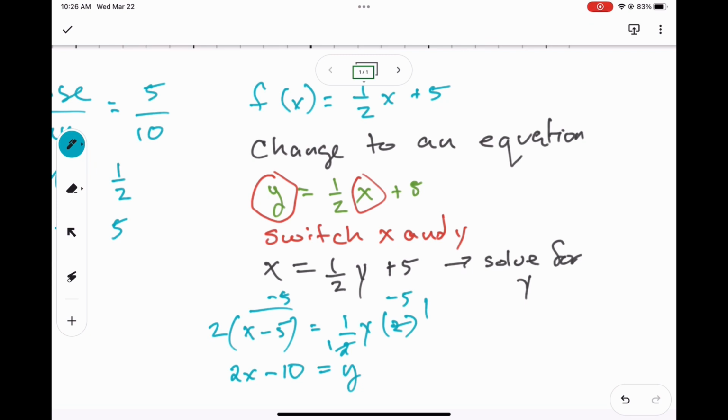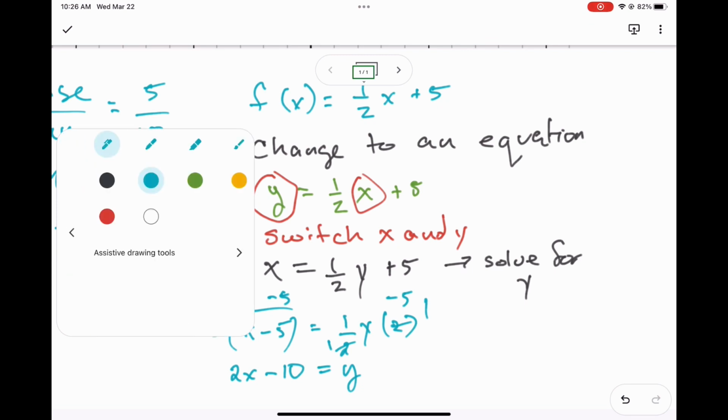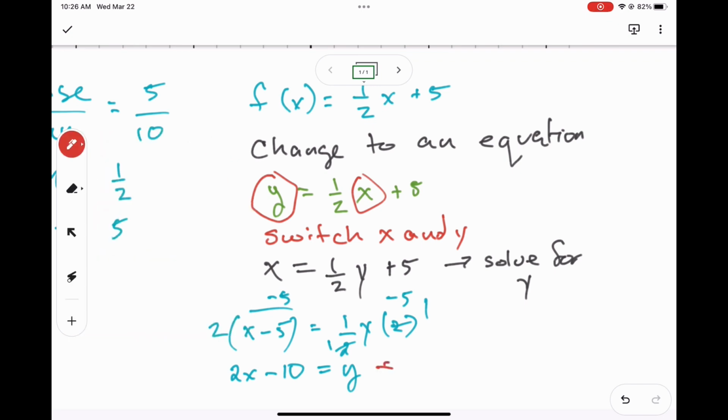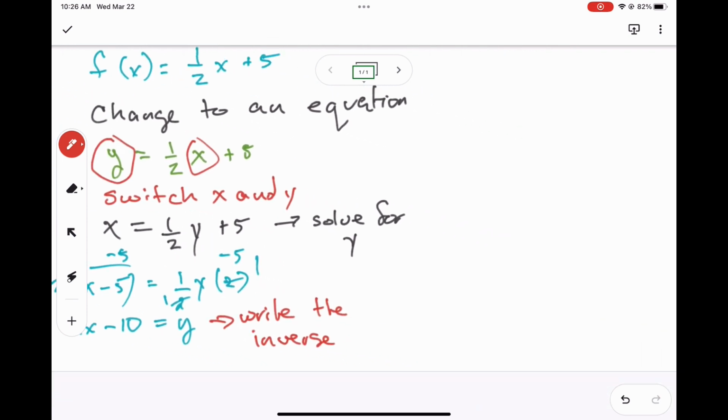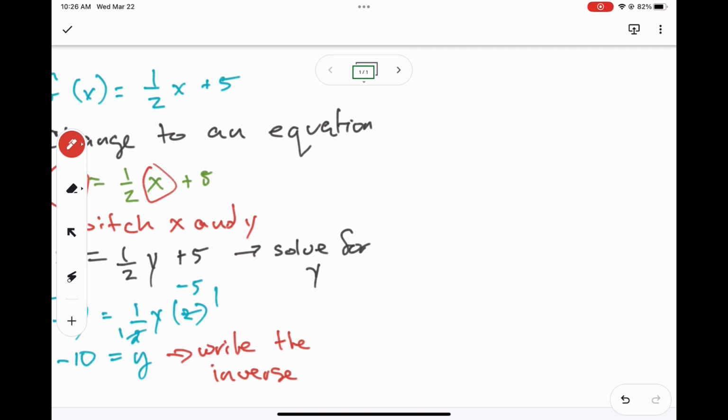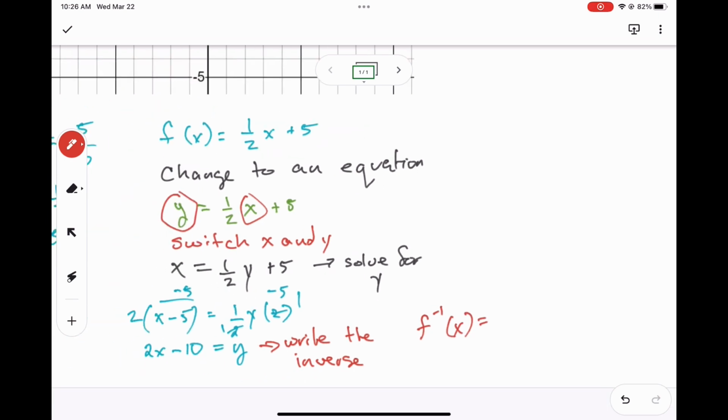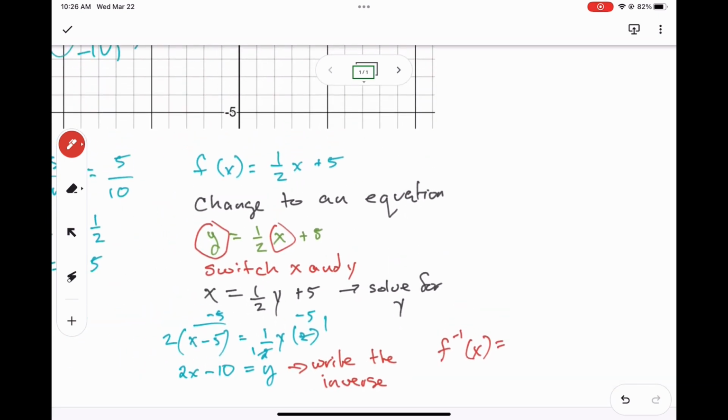So all we need to do now is write that in inverse notation. So that would be the inverse of x, which is f raised to the negative 1 power of x. We say that the inverse of x is equal to 2x minus 10.